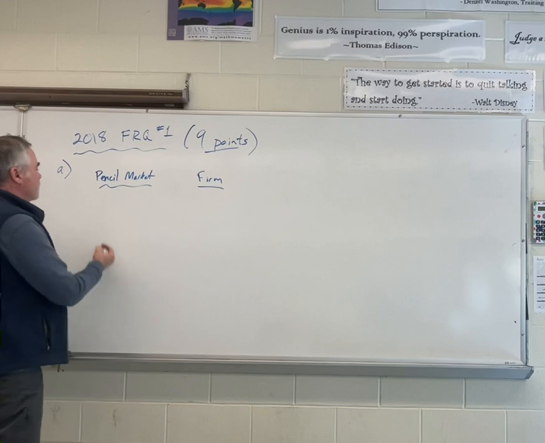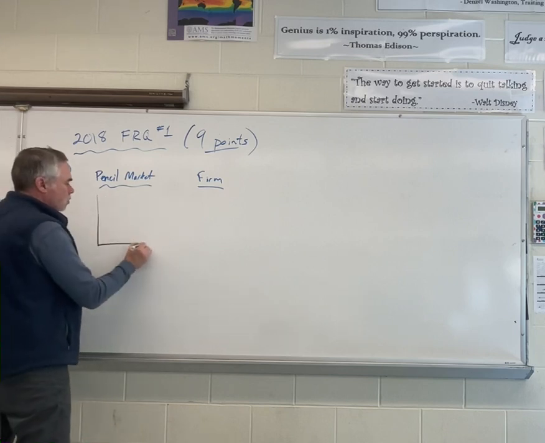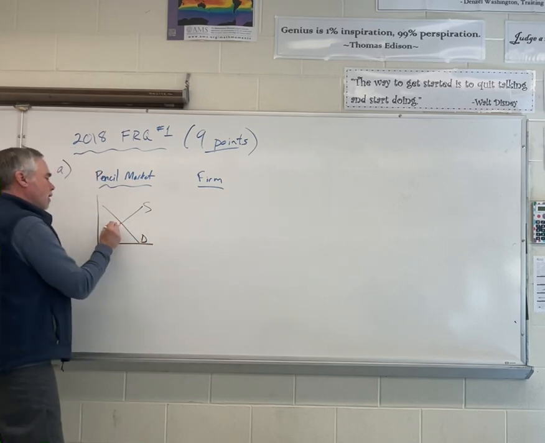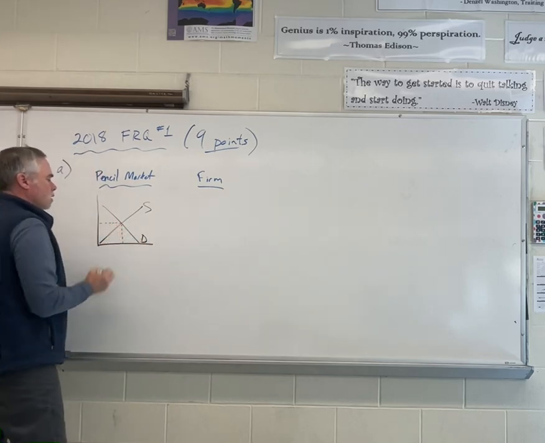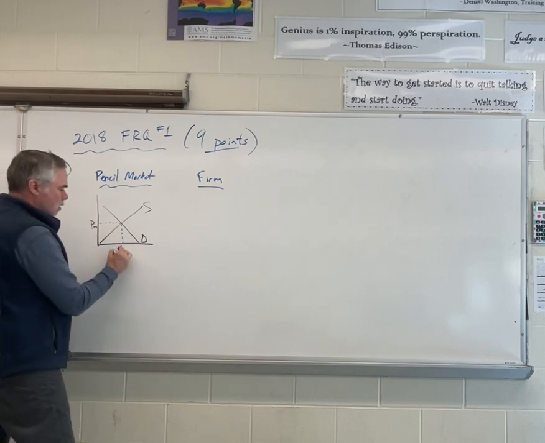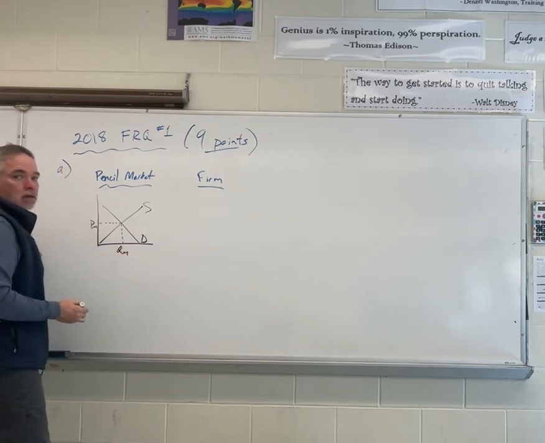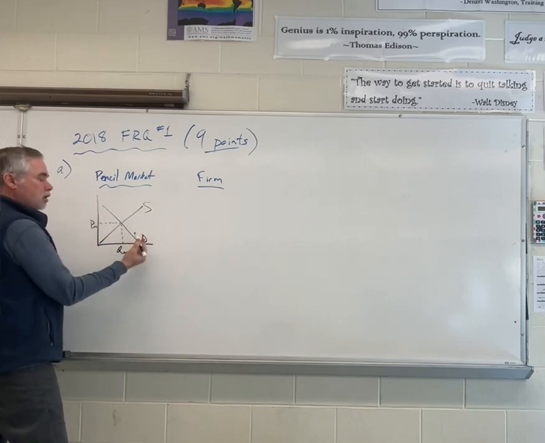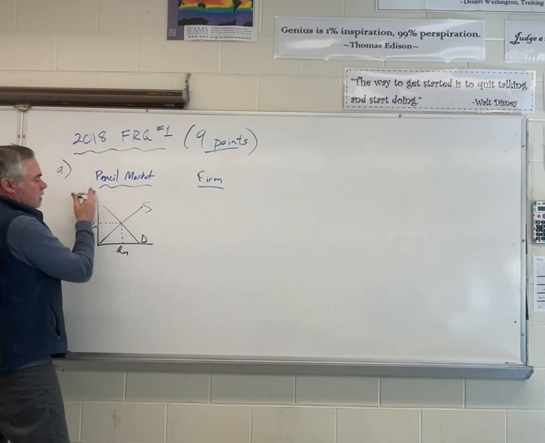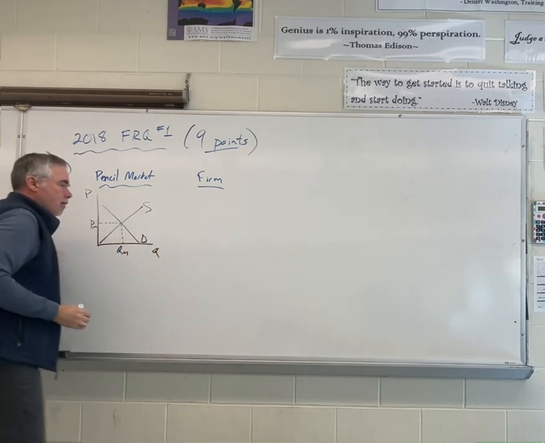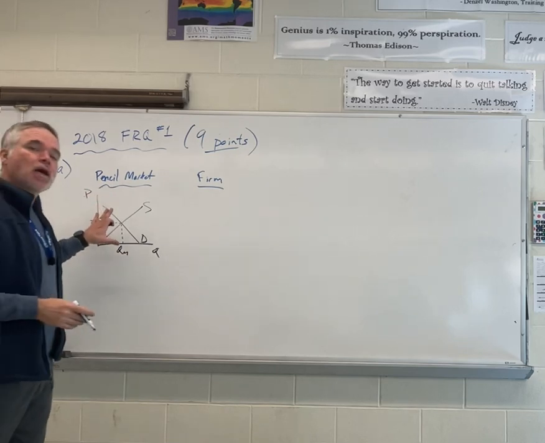zero economic profit. So to start off, you want to just draw a simple supply and demand, and identify the price of the market with a PM and the quantity of the market at QM. Make sure that you label your curves, and also don't forget to label your axes, with price and quantity there. All right, so that part of the graph is done.